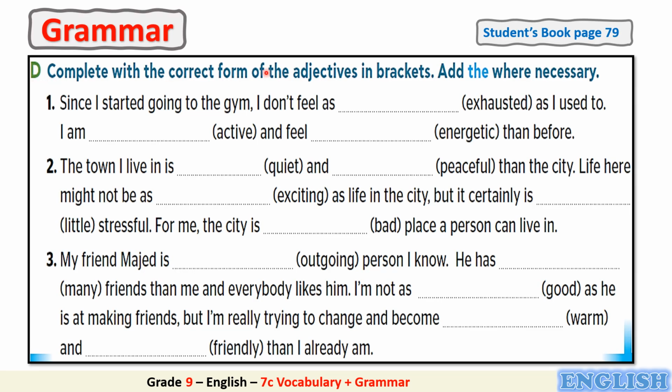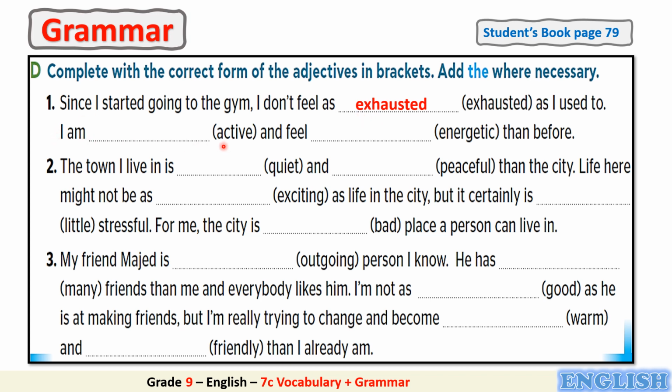This is exercise D in the student's book, page 79. Complete with the correct form of the adjectives in brackets. Add the where necessary. Let's do 1 and 2 as an example. Since I started going to the gym, I don't feel as exhausted as I used to. Here between as, we use the adjective as it is, without any change.